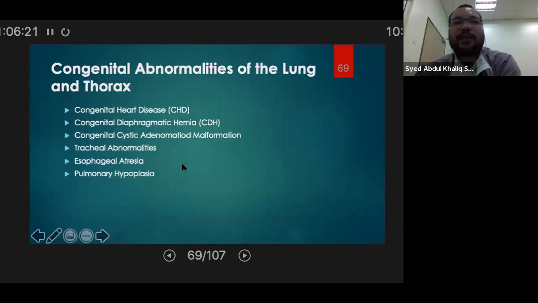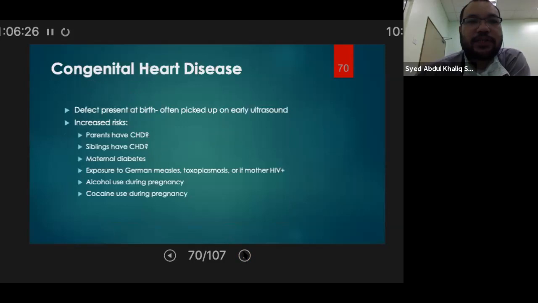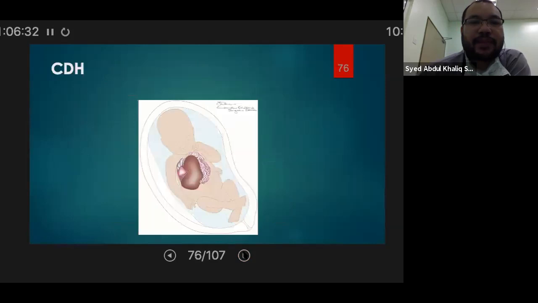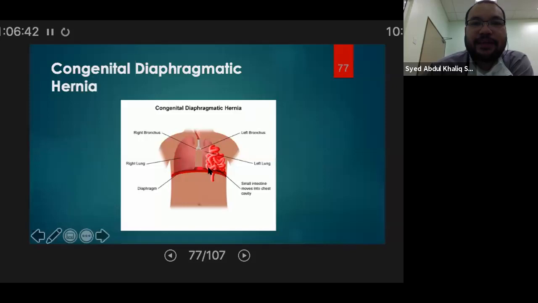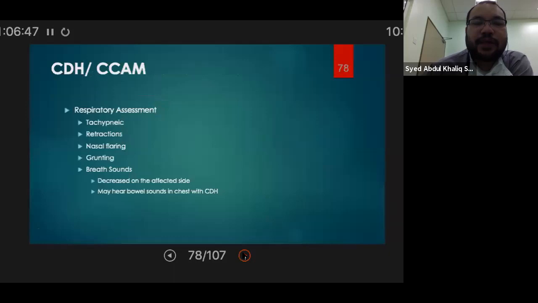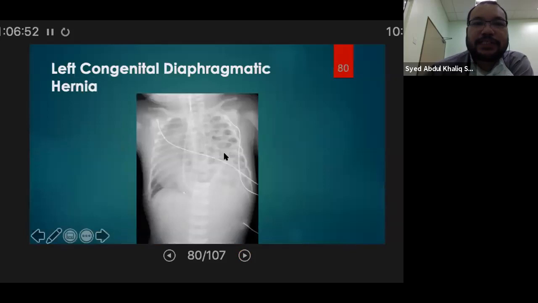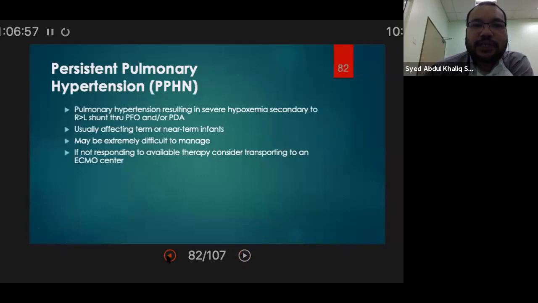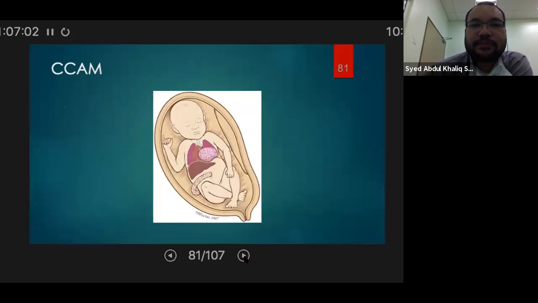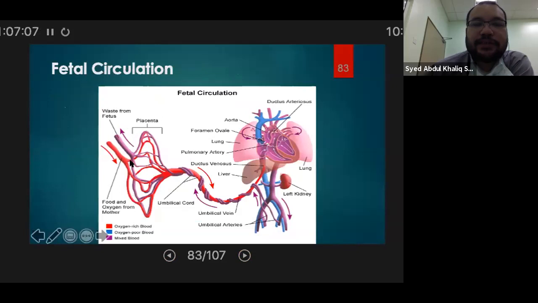Let us see, congenital heart disease. So we're not going to go into that. Do we have X-ray? So CDH, this is where the bowel goes into the thorax. Because there's a defect in the diaphragm, bowel content goes inside the thorax and causes compression, causes lots of problems. CCAM is where you have cystic changes. So this is CDH, ada gambar CCAM tak? CCAM is basically cystic adenomatous changes in the lungs. PPHN we've discussed. So this is the ultra low resistance circulation in the placenta.